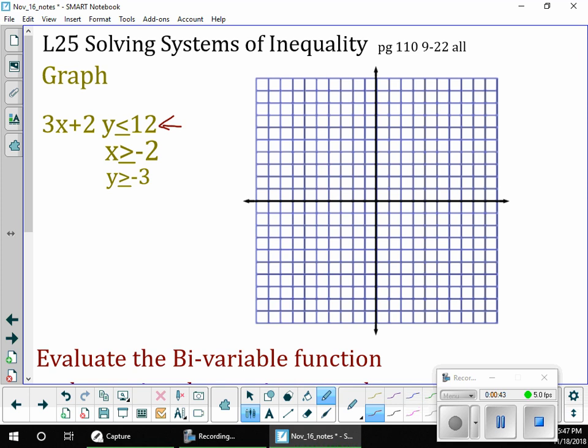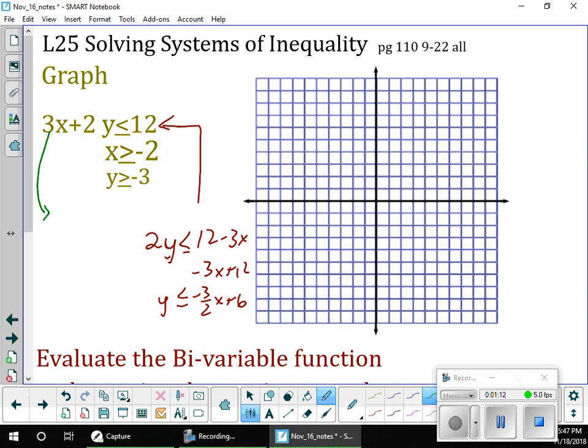Some people will have to get it into slope-intercept form, which means we're going to have to subtract the 3x, so 12 minus 3x, or if you prefer, negative 3x plus 12, so that way it's closer to that slope-intercept form, and then divide by 2, negative 3 halves x plus 6, and they'd have to graph it that way. Someone else might say, oh no, we could just go straight to x and y intercepts.